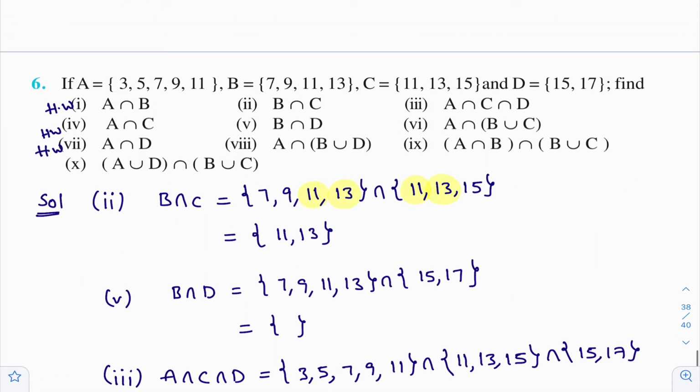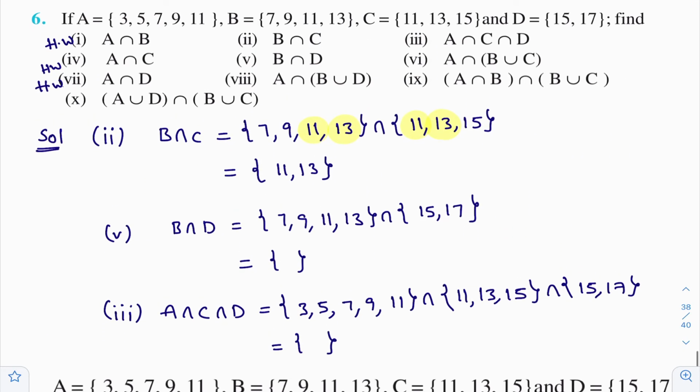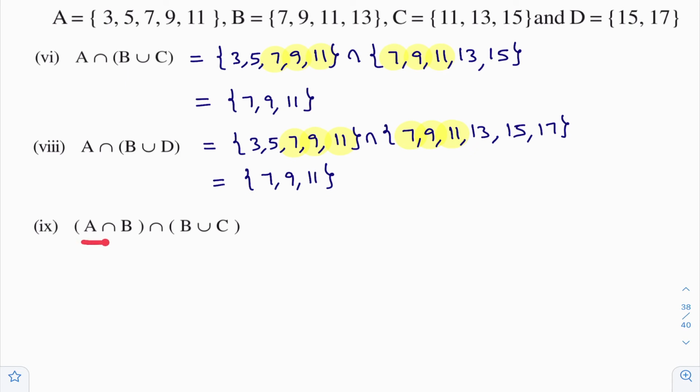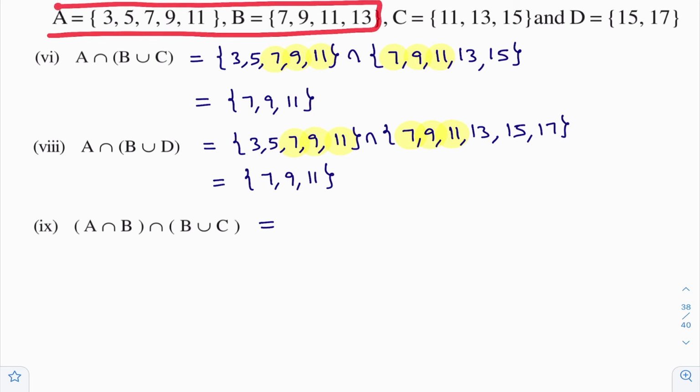The 8th bit is completed. Now you come to the 9th bit. You see the 9th bit. We need to calculate A intersection B intersection B union C. Whatever is there in brackets, I'll calculate first. You can see here the sets A, B, C, D are written. So first I'll calculate A intersection B. You observe here itself, A intersection B, the elements which are common in both.